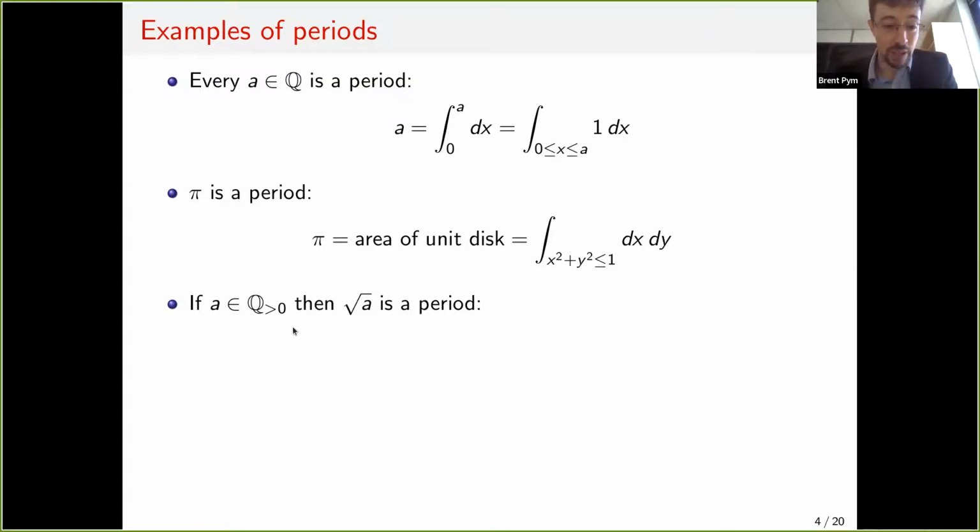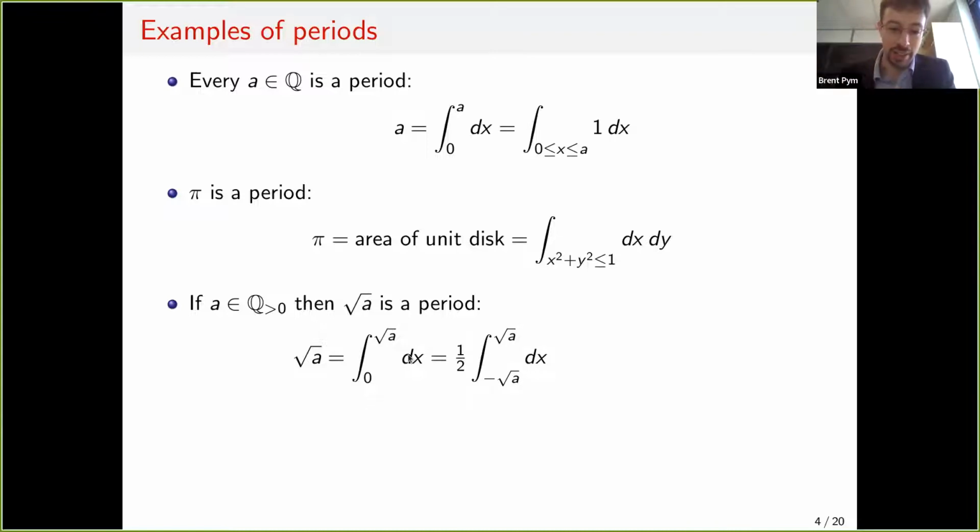If I have any positive rational number, then of course I can ask about the square root of that rational number, which is some real number. I claim that this is also a period. Why is that? Well, like above, I can write the square root of a as the integral from 0 to square root of a dx.